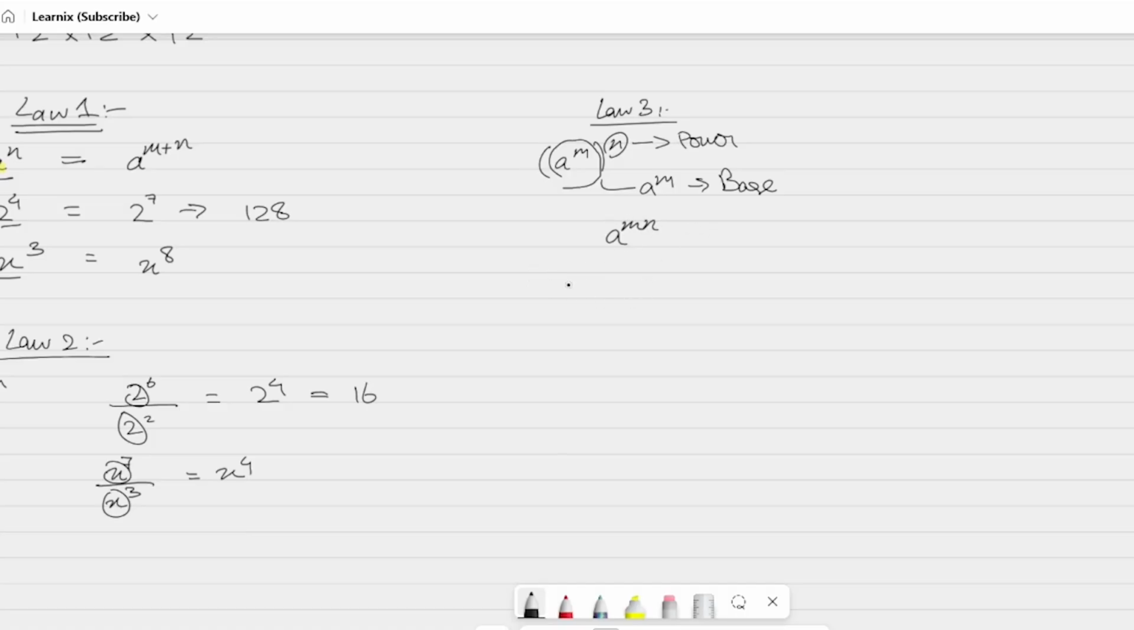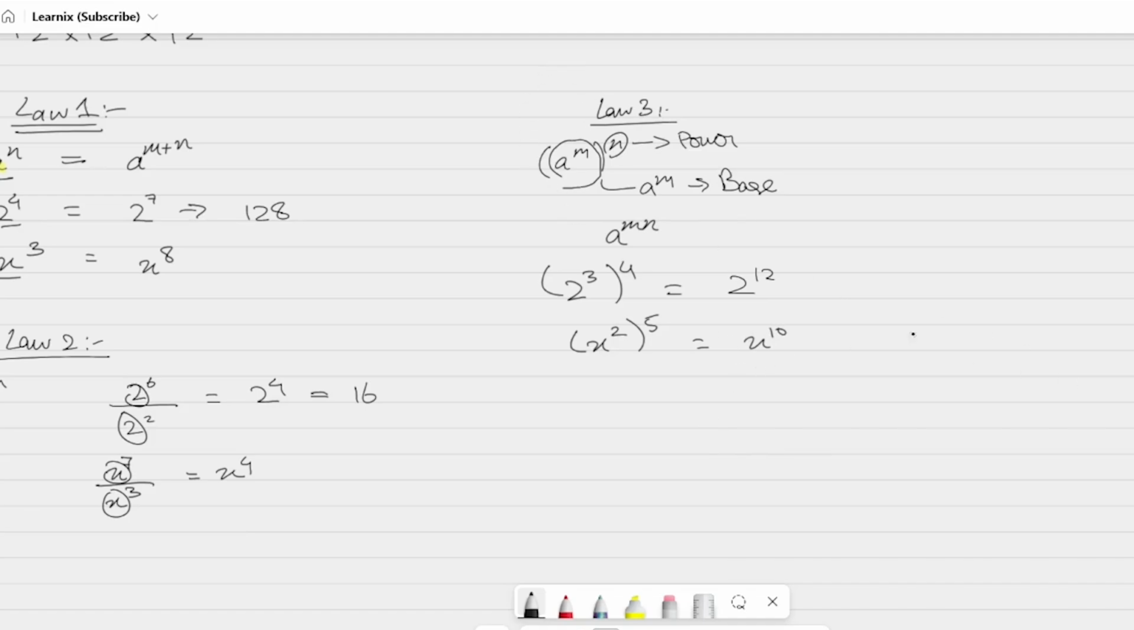Now let's do this with 2, right? 2 to the power of 3 raised to the power of 4. We would get 2 to the power of 4 times 3, which is 12, right? Let's do this in terms of x, x to the power of 2 raised to power 5. You would get x raised to power 10, right? That's super simple.